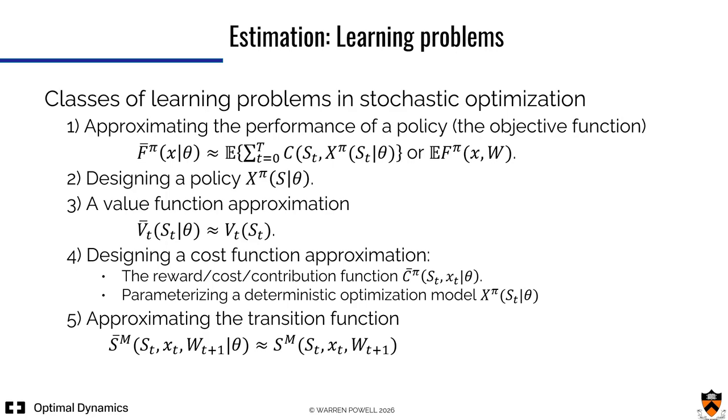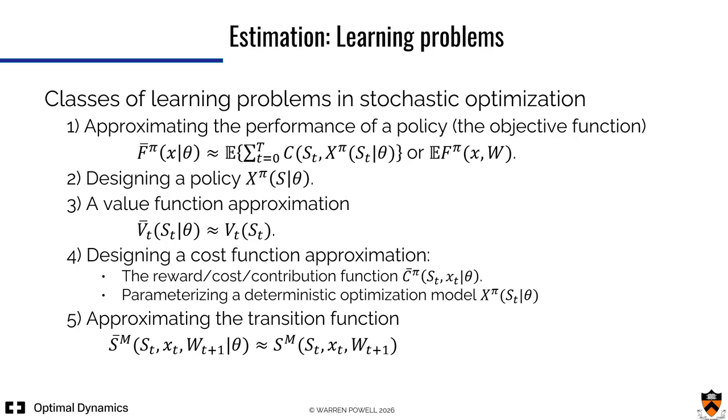Second class, designing the policy. The policy x is itself a function, and I may need to approximate that using any one of the approximation methods, anywhere from linear models to neural networks. Third, value function approximation. So in the study of sequential decision problems, a very popular method depends on Bellman's equation. We're going to cover that much later, which requires that we approximate the value of being in a state. And we may use a linear or nonlinear model or neural networks for this.